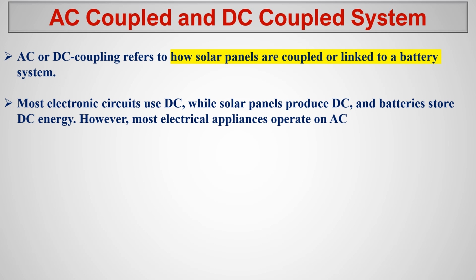I'm Dr. Nathan. Today we are going to discuss AC coupling and DC coupling systems. This is a very important chapter in solar PV systems. We are going to discuss how we store the energy in the battery. We know that a battery can be connected in an on-grid system as well as an off-grid system.